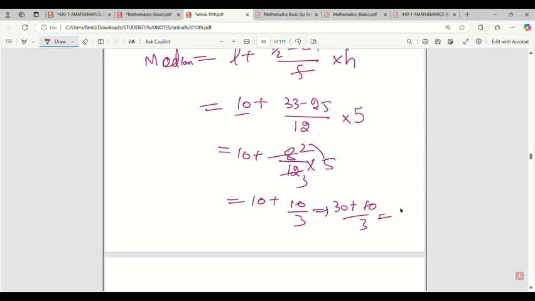So 10 plus 10 by 3, which will give you 40 by 3, which is 13.333, repeating again and again. So 13.3 is the median, okay, 13.3.